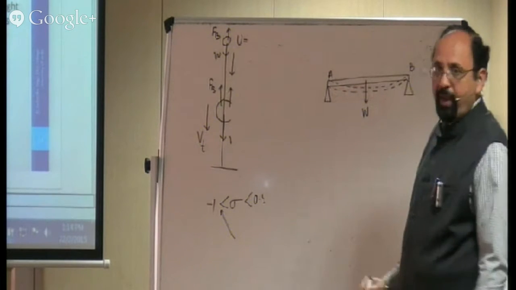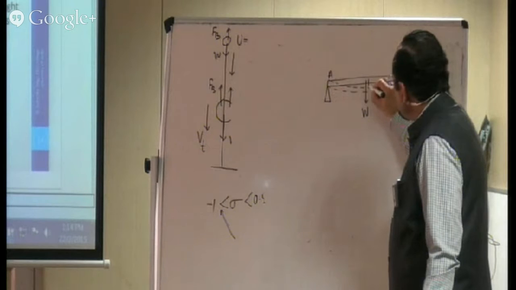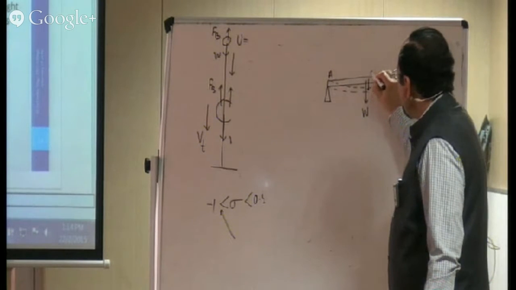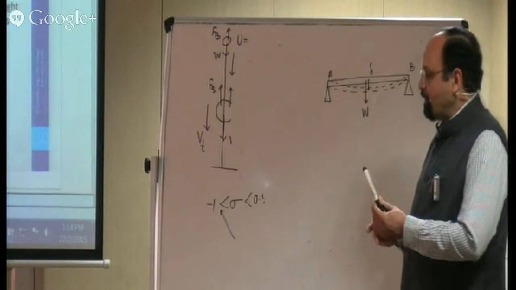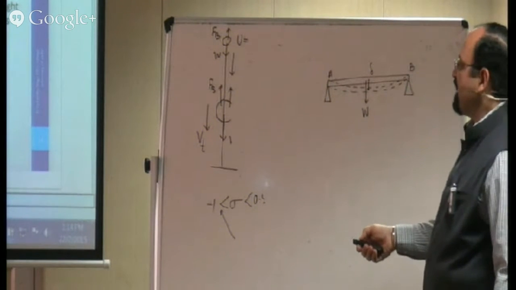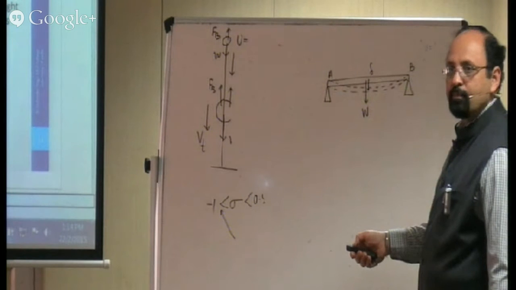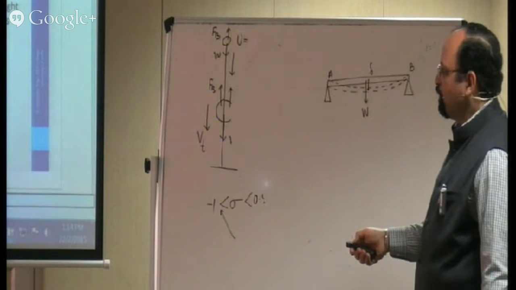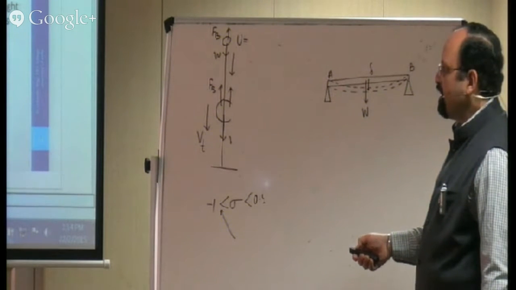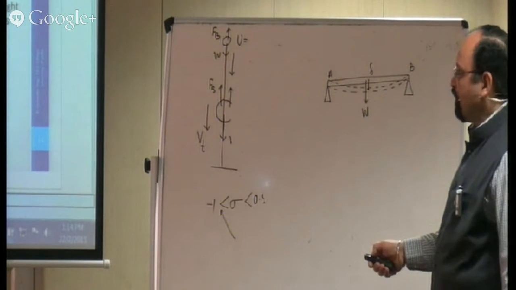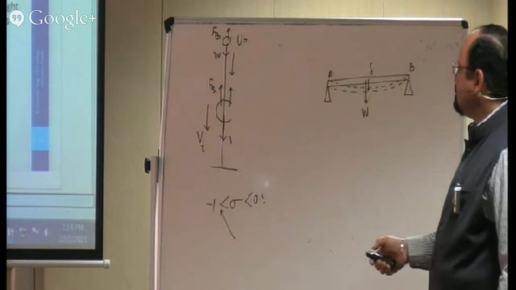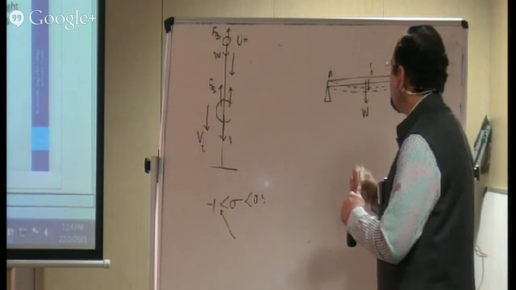How much will it bend? This depression at the middle, delta, is given by the relation W L cube / B D cube Y. Let's understand all of them. W is the weight, L is the length.